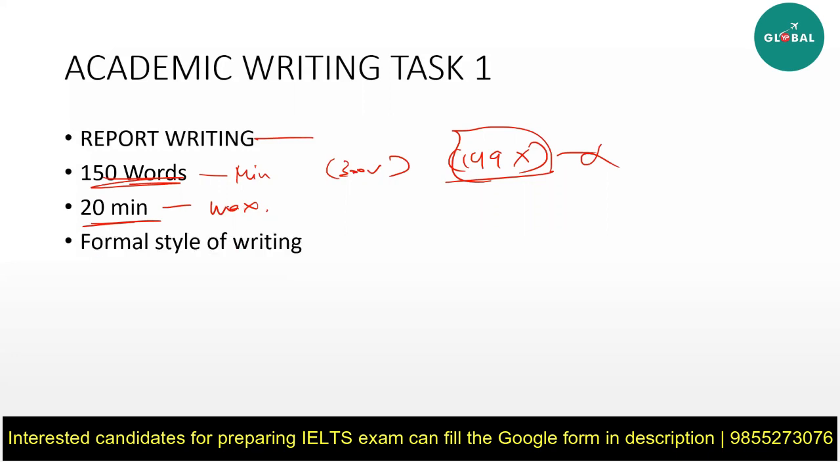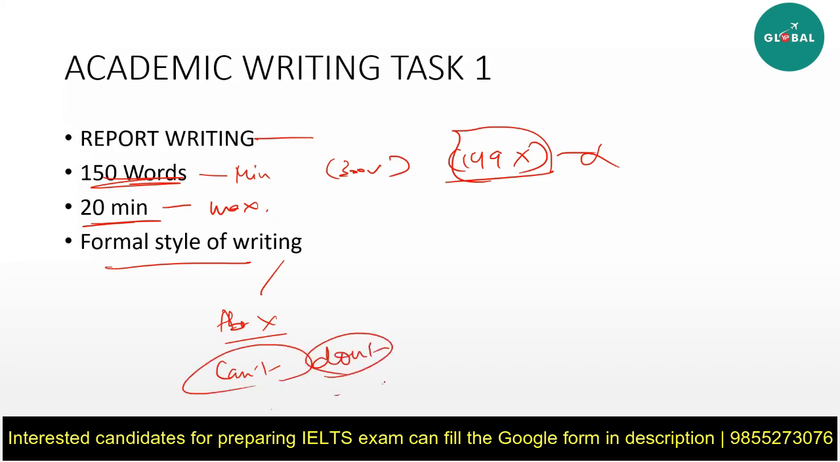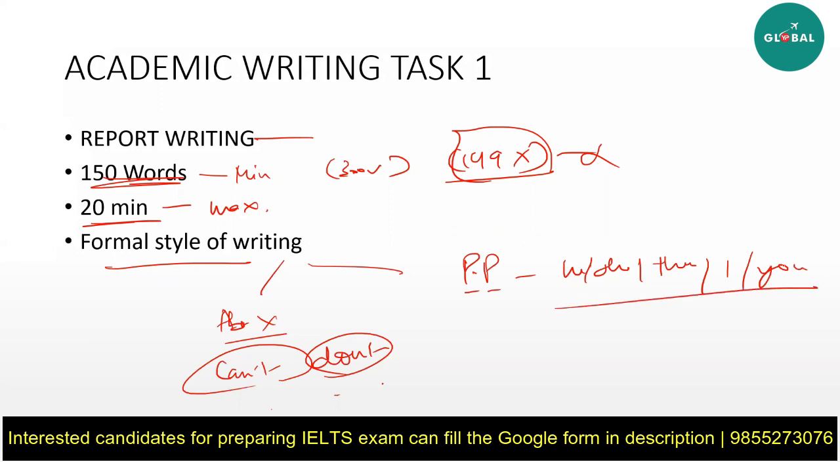After that, you need to know that you are going to write your task in a formal style of writing. What does it mean? It means two things. First, abbreviations are not allowed. That means you cannot write can't or don't. These words should be written in full form: cannot, do not. The second thing is do not use any personal pronouns. Personal pronouns means you cannot use he, she, they, I, or even you. These words should absolutely be avoided while you're attempting your writing task 1 in academic.